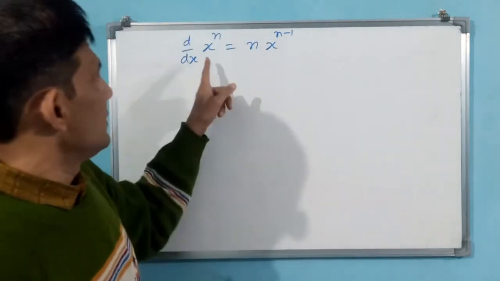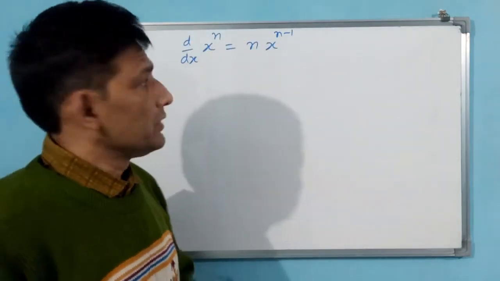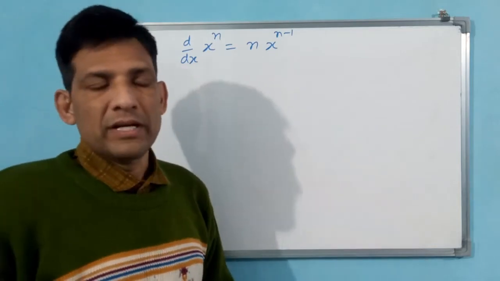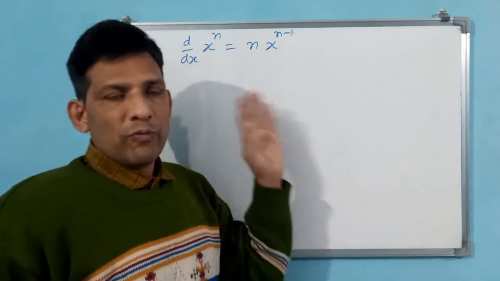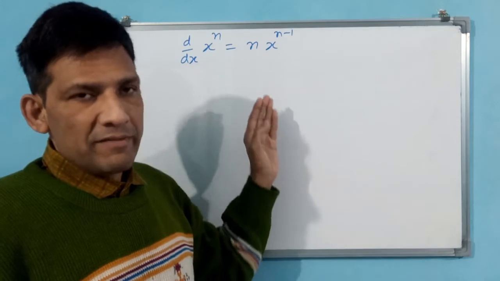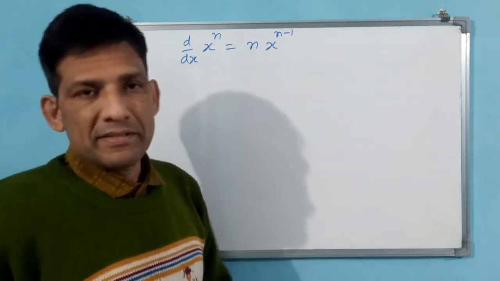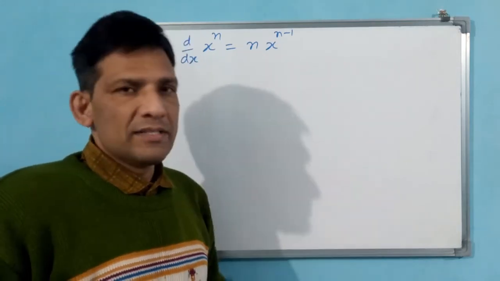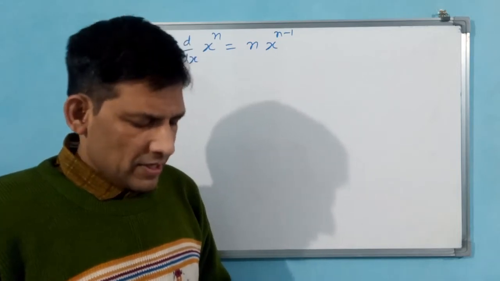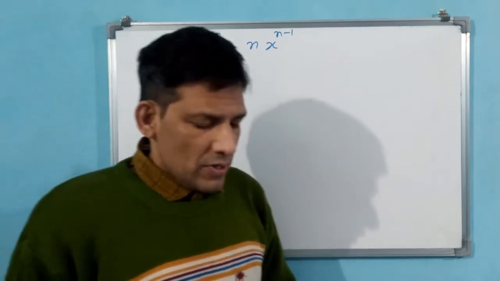Okay, dear students, in the last class, we have seen one important proof: d by dx of x power n is equal to n into x power n minus 1. Now onwards, if we get any derivative like this, then directly we can write this value. Why? Because we have already seen the proof of this one.